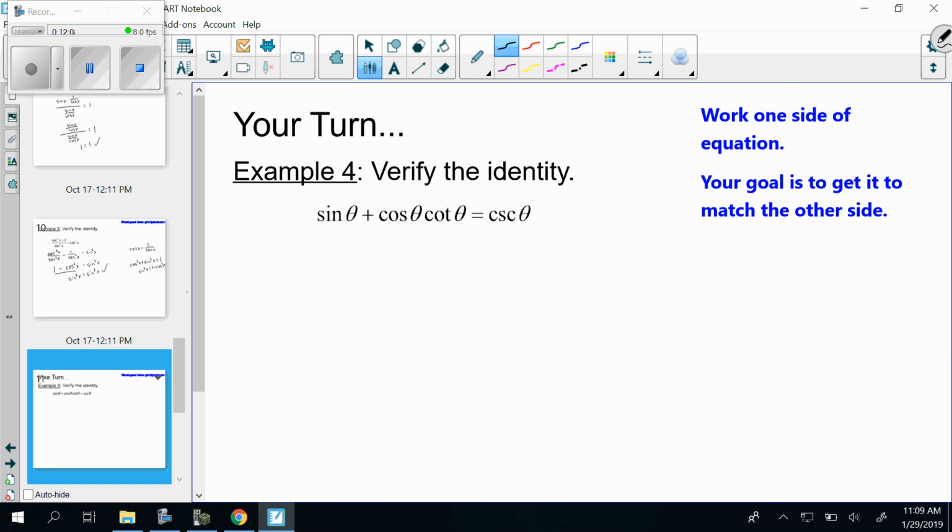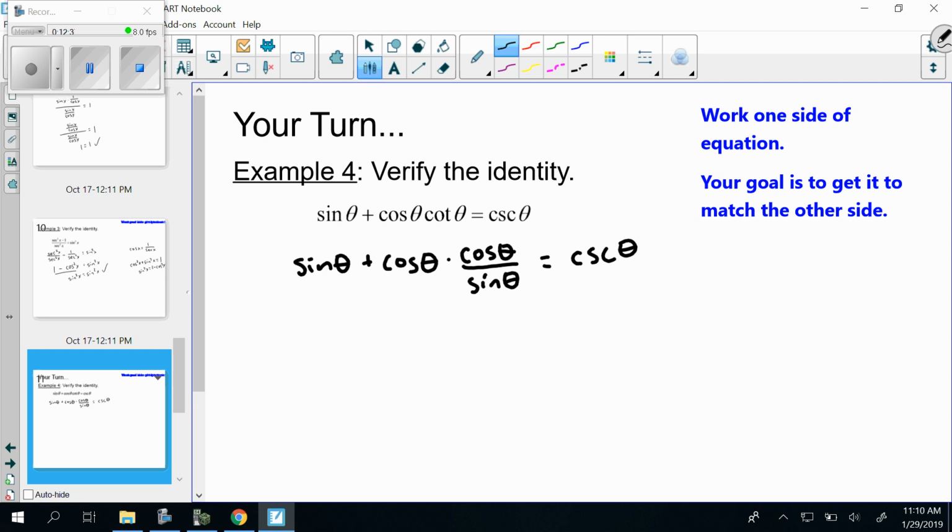All right, your turn. Why don't you pause the video and try this one out. Again, kind of think back. A lot of times it's best if you can write the things in terms of sine and cosine. All right, let's see what you came up with. Sine, that's already sine, so let's not mess with that one. That's already cosine, let's not mess with that. Cotangent we know is the same as cosine over sine. And we want to show this is equal to cosecant.